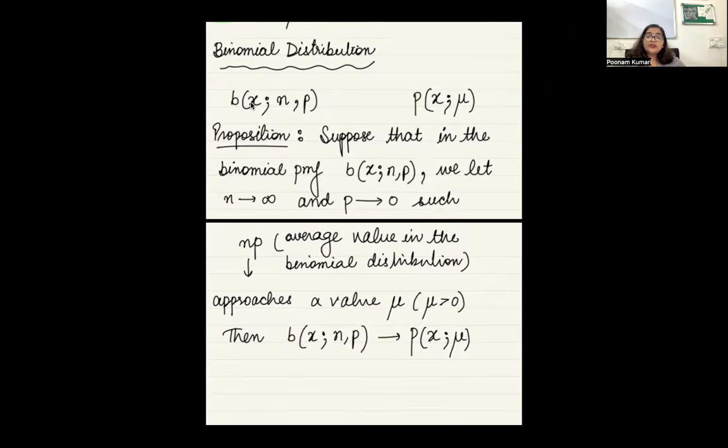So binomial distribution in the limit tends to Poisson distribution. So it becomes very, very close to Poisson distribution. Is that all right?